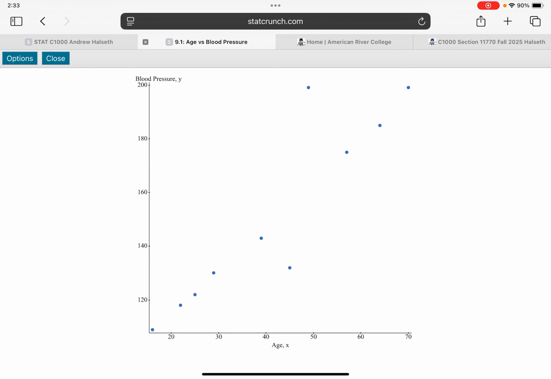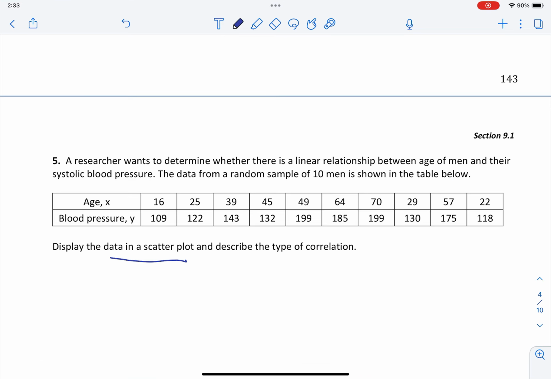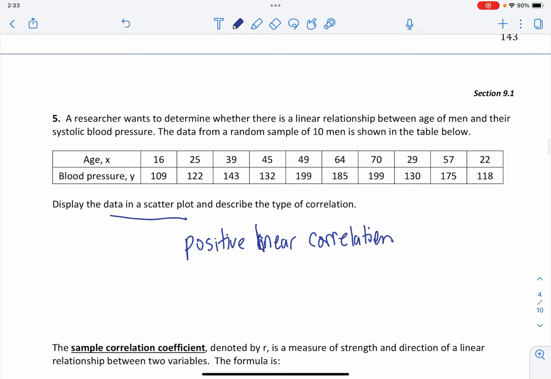I see the dots rising from left to right, and I have the graphs labeled on the axes, which is nice. Okay, so I can go back to my handout, and I could say, yeah, this is definitely a positive linear correlation. Right. Okay, I'm gonna rewrite that. Now the next thing is, how strong is that correlation?